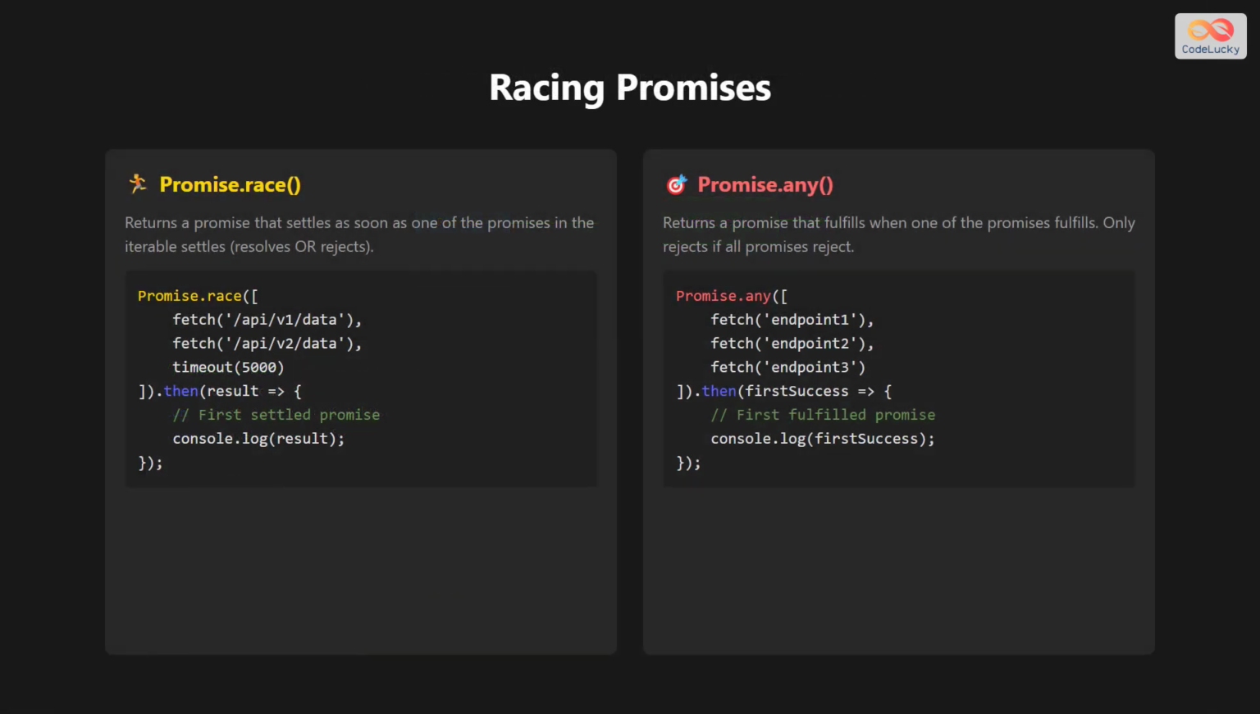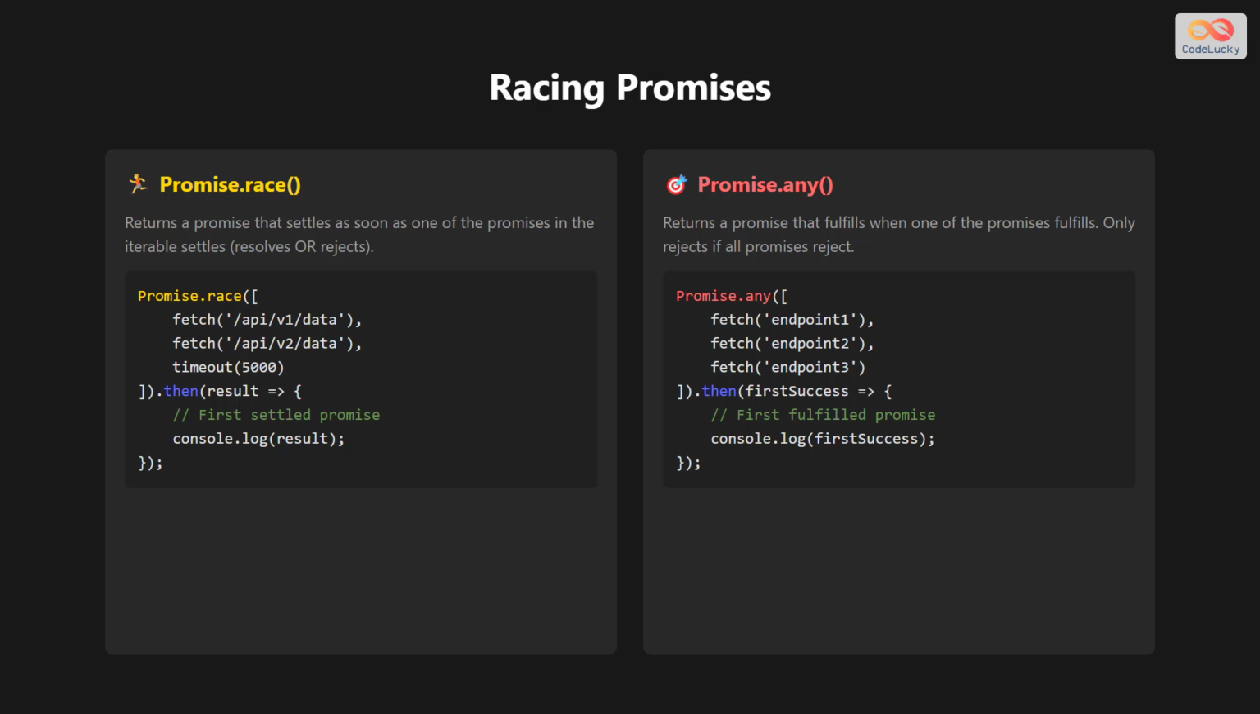Promise.race returns a promise that settles as soon as one of the promises in the iterable settles, which means resolves or rejects. Consider a scenario where you want to fetch data from two different API endpoints, but want the data from whichever endpoint responds first. You can use Promise.race to achieve this.